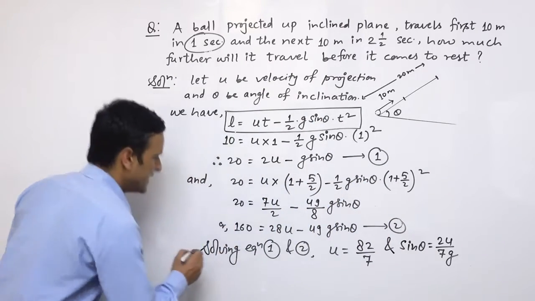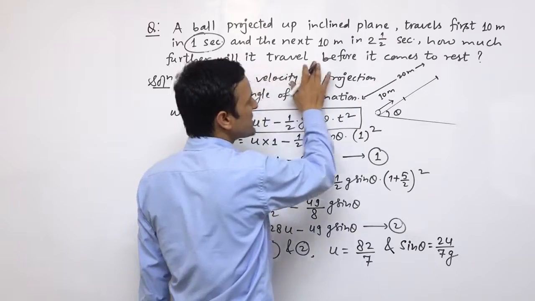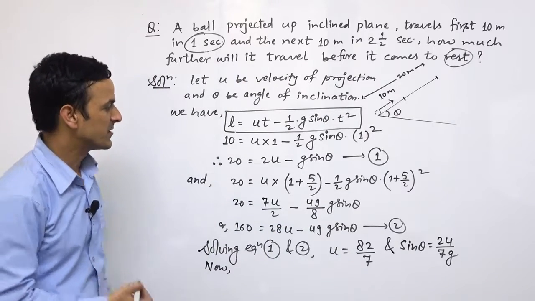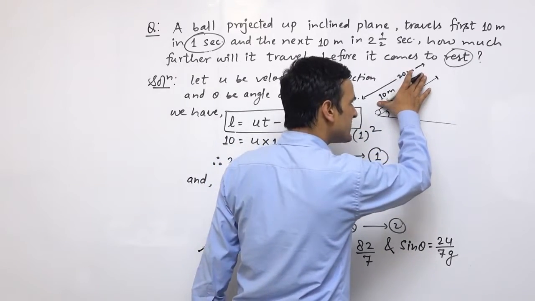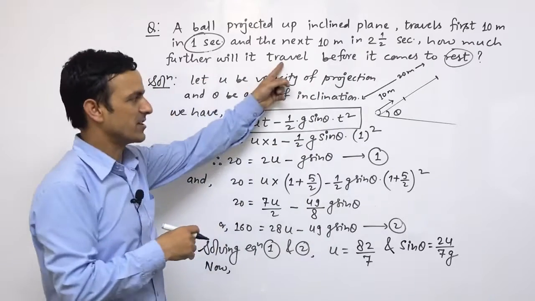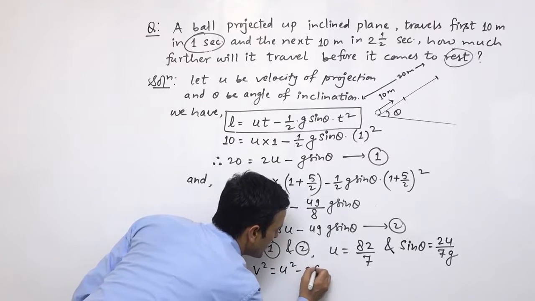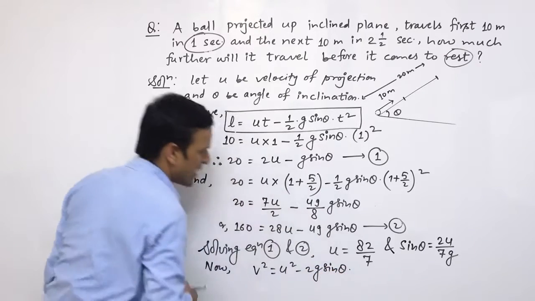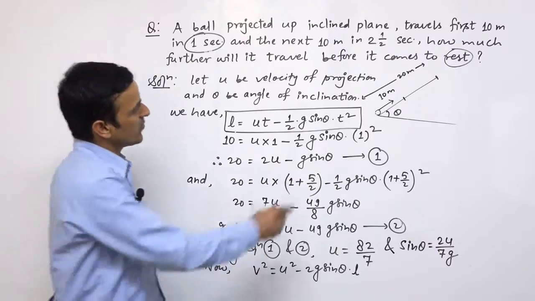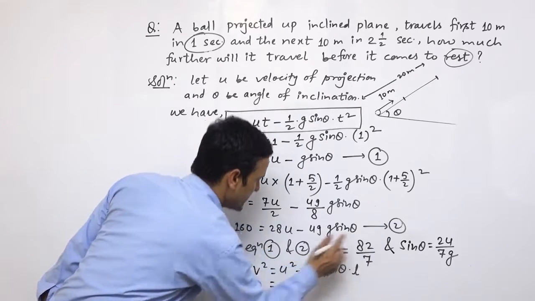So finally now, this is the question: how much further will it travel before it comes to rest? To find how much further it travels before coming to rest, our 20 is already covered, so 20 total distance is already covered, and plus x is the further distance it travels. So we write v square is equal to u square minus 2g sin theta times l, where h here is l. Using this formula, at the last it comes to rest, so final velocity is 0 and initial velocity is this one.